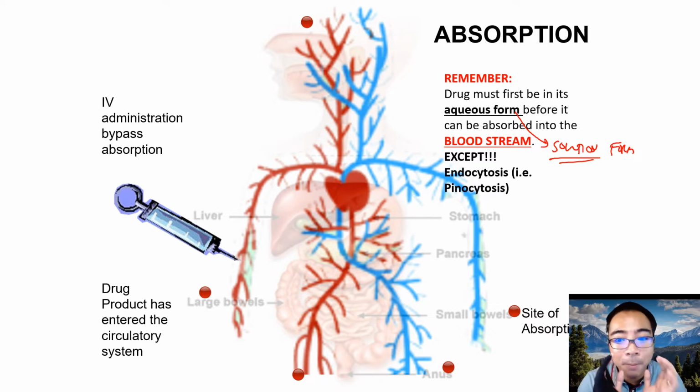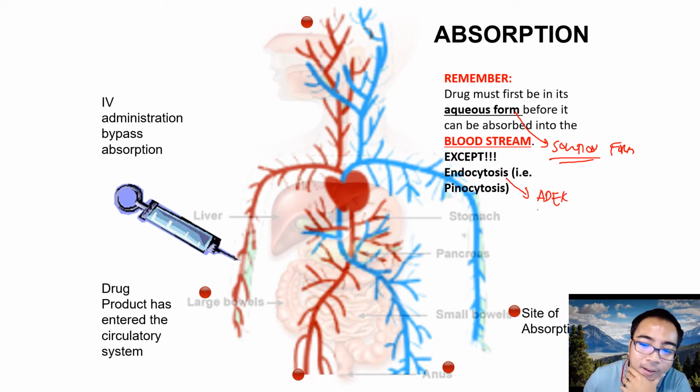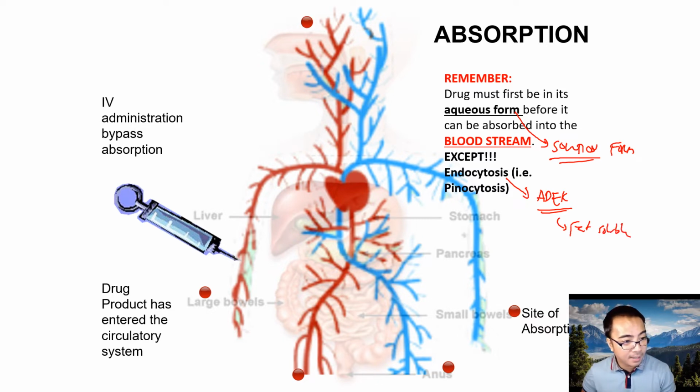Those drugs, class, normally don't need to be in their aqueous form to be absorbed. A classic example of these drugs that undergo endocytosis are the ADEK, the vitamins A, D, E, K. These are fat-soluble vitamins. So fat-soluble vitamins, class, like vitamins A, D, E, K, don't need to exist in their aqueous state. They are absorbed right away into our body via endocytosis.